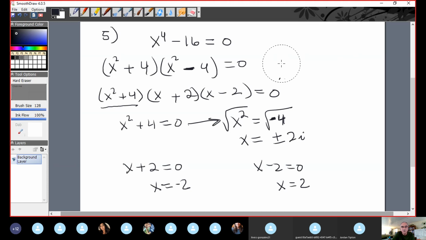Now the rest is write the solution set. The solution set for this equation is, you open the curly bracket and you list, separated by a comma, the solutions. You have 2 real solutions, 2 and negative 2. It doesn't matter the order. You put negative 2 here and positive 2 here, it's okay. Comma and 2 imaginary, plus or minus 2i.